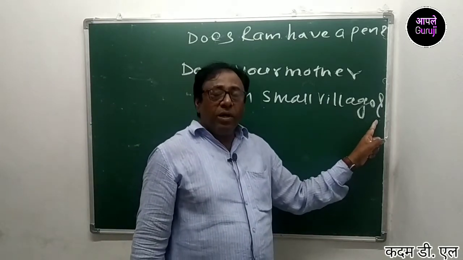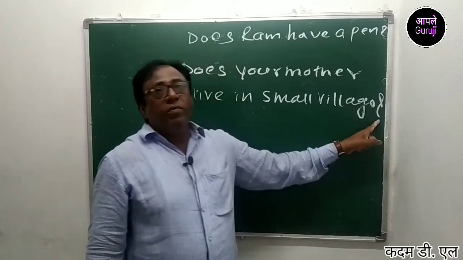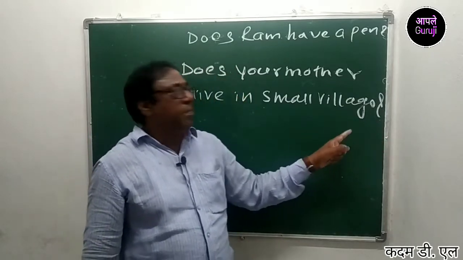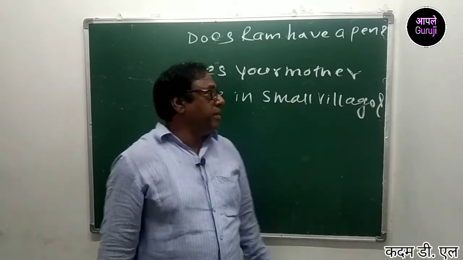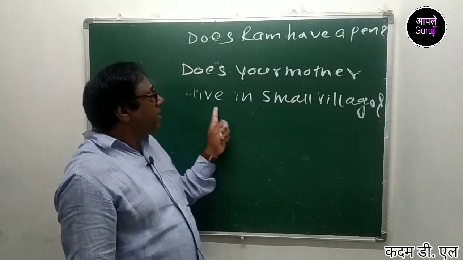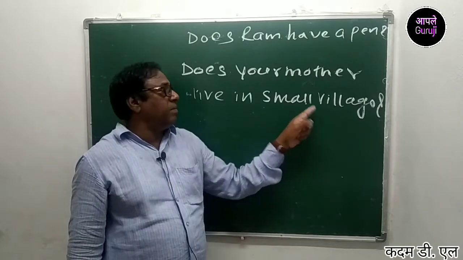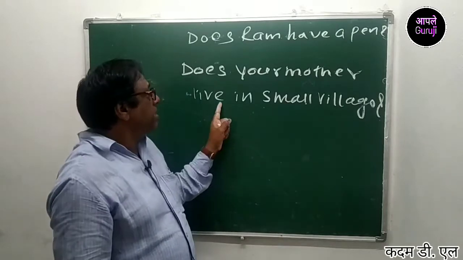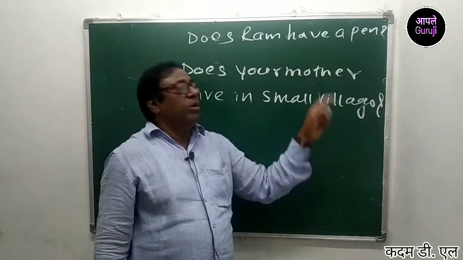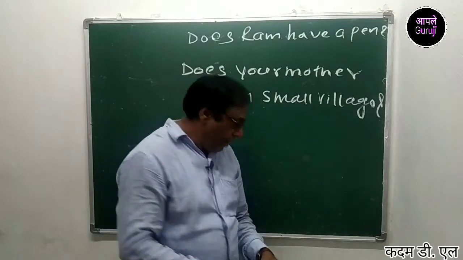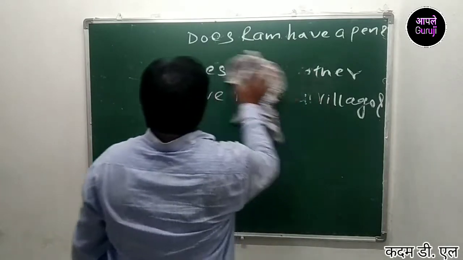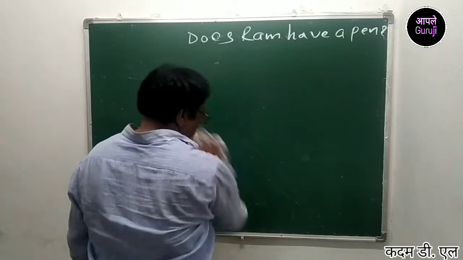Why? We are poor. We belong to a poor family. I don't have a lot of money to live in the city, and that's why my mother along with me, my sister, brother, all the family live in a small village. So one of the students answered correctly to the teacher. Very good. Now one more example.